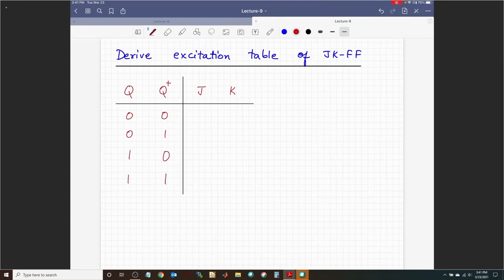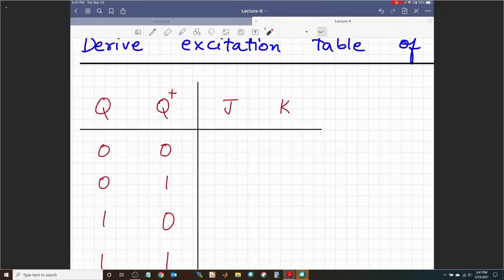Now that you know at least the characteristics of a JK flip-flop, can you tell me, for the first condition here, if your old is 0 and your new is 0, what should you give at J and K?